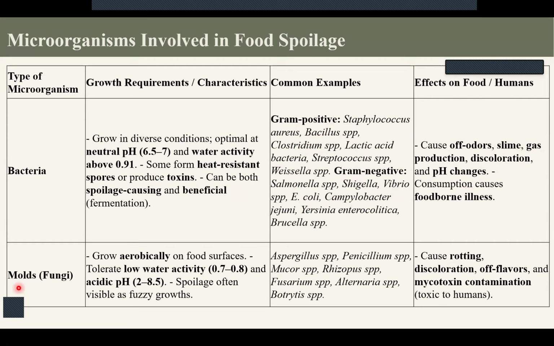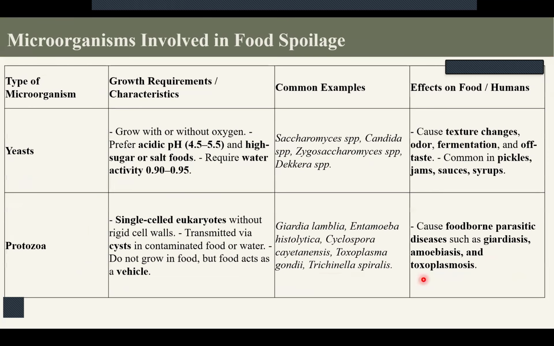Moving to the next type of microorganism, we have molds, which is a type of fungi. They grow aerobically under low water activity and they can also grow in acidic pH. The type of microorganism here, we have Aspergillus, Penicillium, and Rhizopus as examples. They cause discoloration, they cause rotting, and they cause mycotoxin contamination. Mycotoxins are the toxins produced by the molds, which is the fungus.